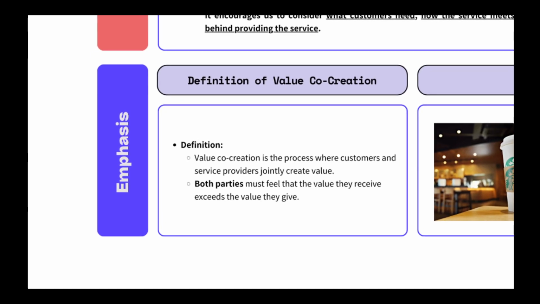Value co-creation refers to the process where customers and service providers jointly create value. Customers receive services or products they need, while service providers gain customers' participation and feedback. Both parties must feel that the value they receive exceeds the value they give.